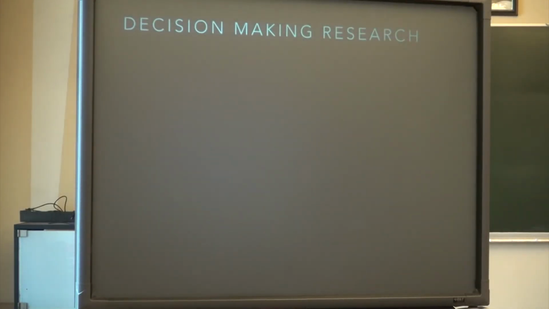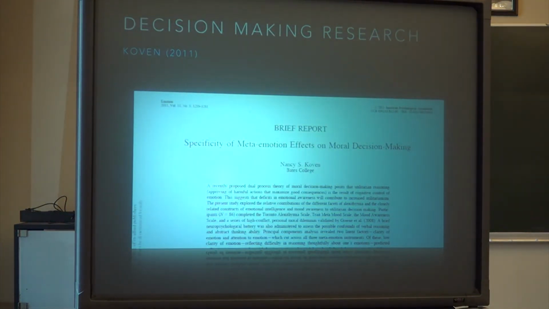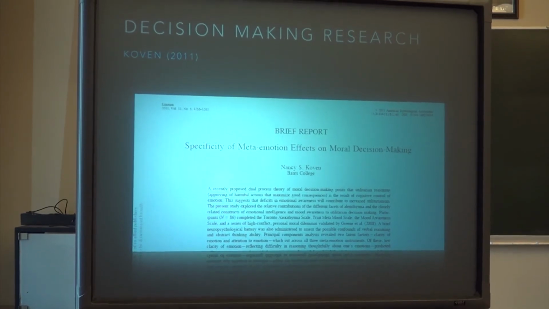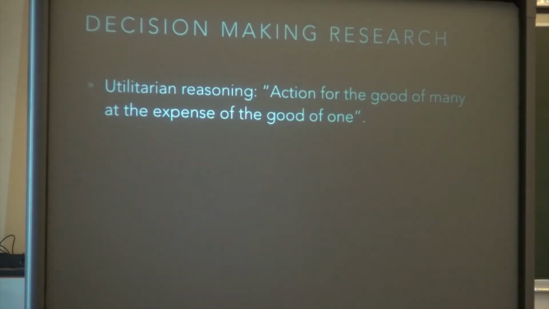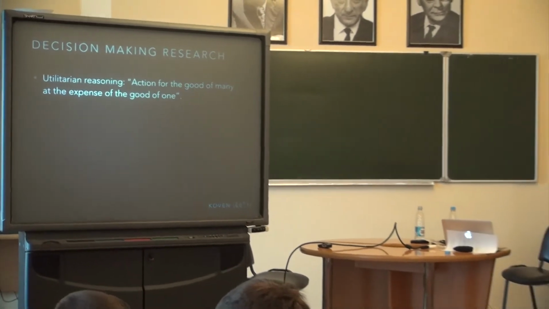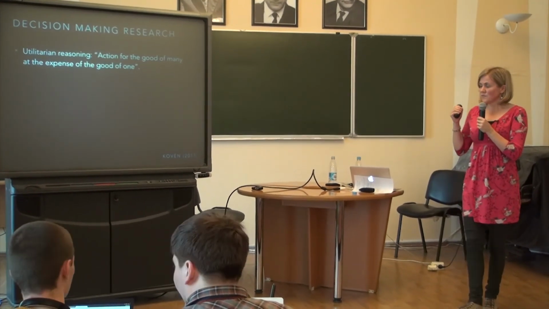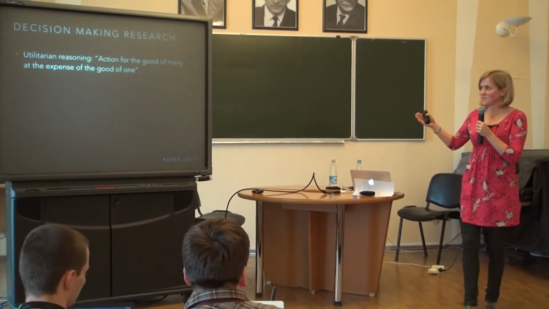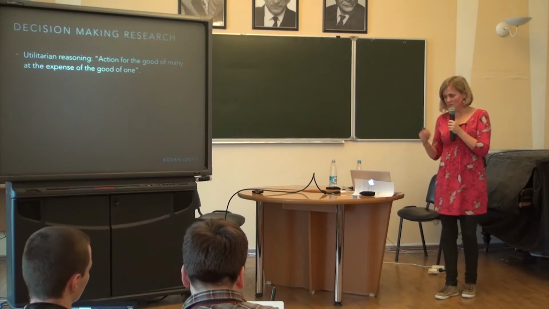Moving again to a completely different area, decision-making research. This is a study by Koven from 2011, where they looked at the relationship between meta-emotion and utilitarian decision-making. Utilitarian reasoning means that you choose an alternative that involves so-called the good of many, that benefits a lot of people at the expense of benefiting one person. That was really poorly defined.